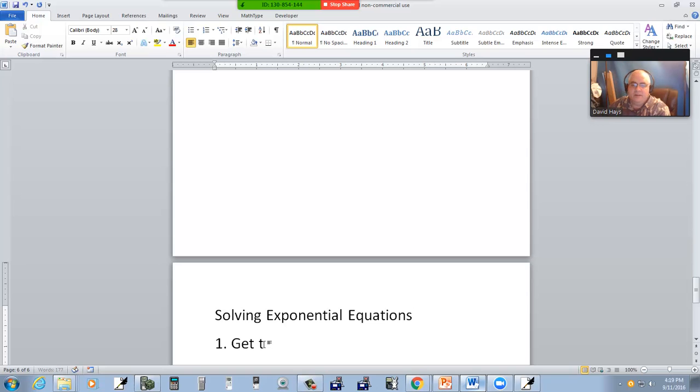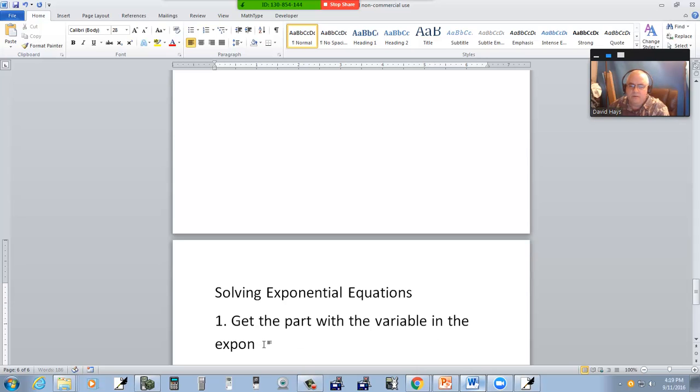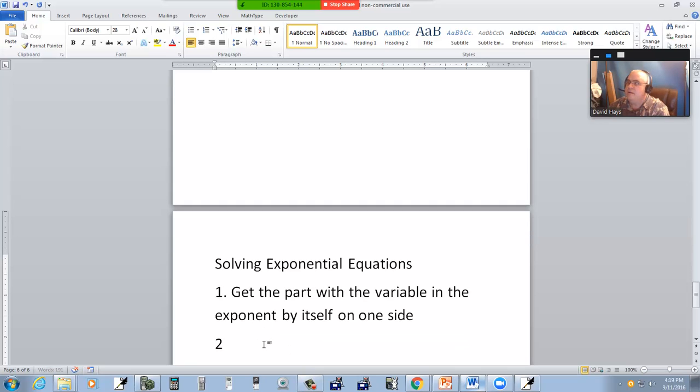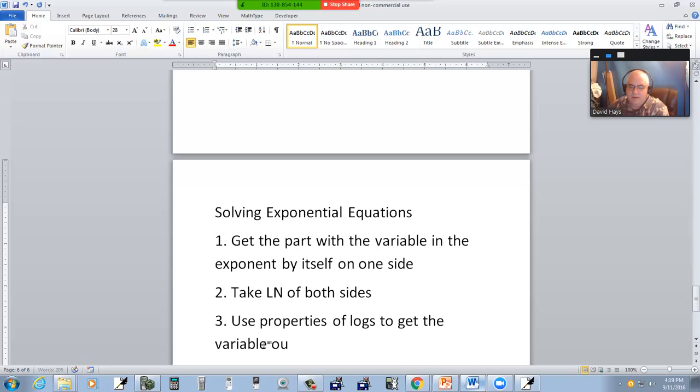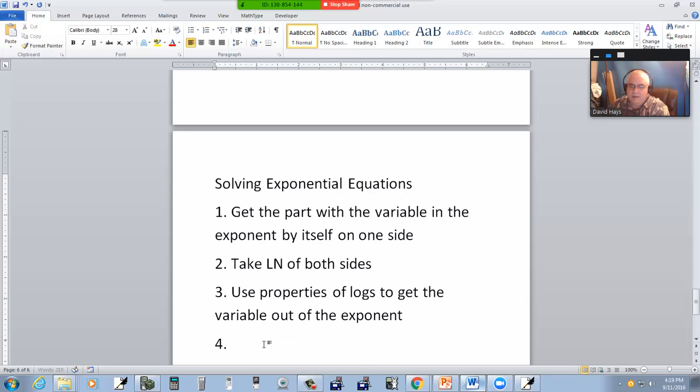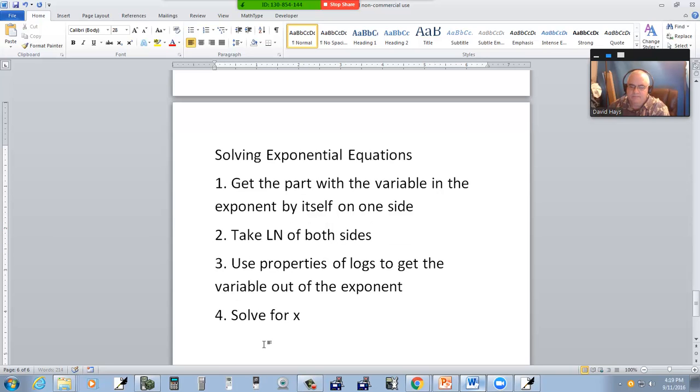And our first step is to get the part with the variable and the exponent by itself on one side. Step 2, we're going to take a natural log of both sides. Step 3, use properties of logs to get the variable out of the exponent. Step 4 is solve for x.